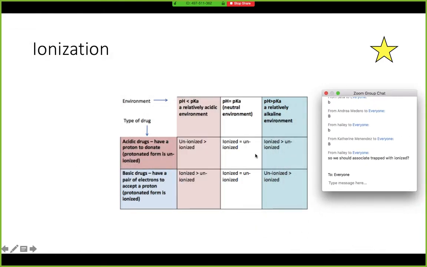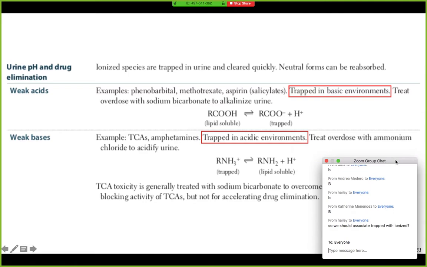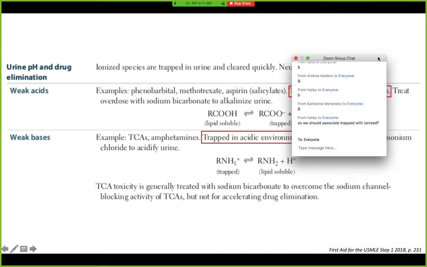But ideally, of course, you're going to understand it. So I have some practice questions for this, so we're going to keep going for now. Okay, so again, here's a little clip out of First Aid. Weak acids are trapped in basic environments, and weak bases are trapped in acidic environments.